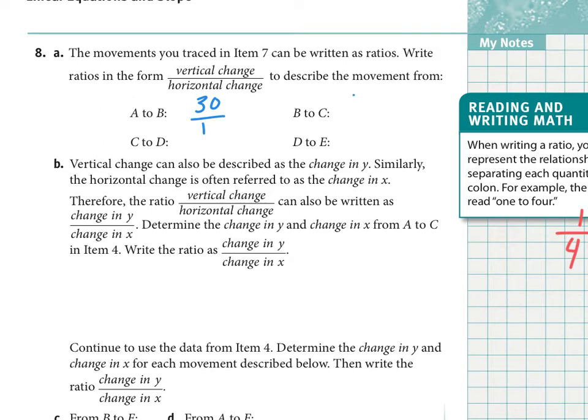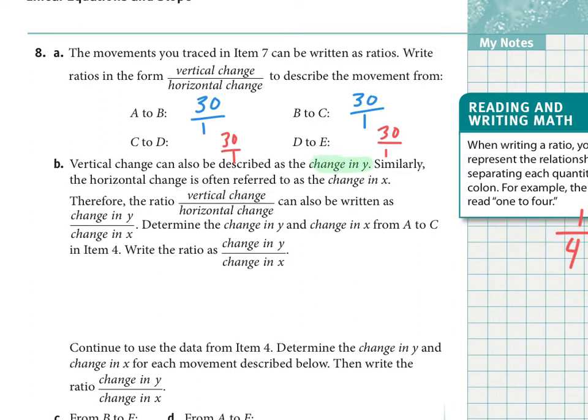From B to C, the vertical change was 30, the horizontal change was 1. Okay, and again, that was the case from every point to the next point. It was always going up 30 and going over 1. Okay, so that vertical change can also be described as the change in y.